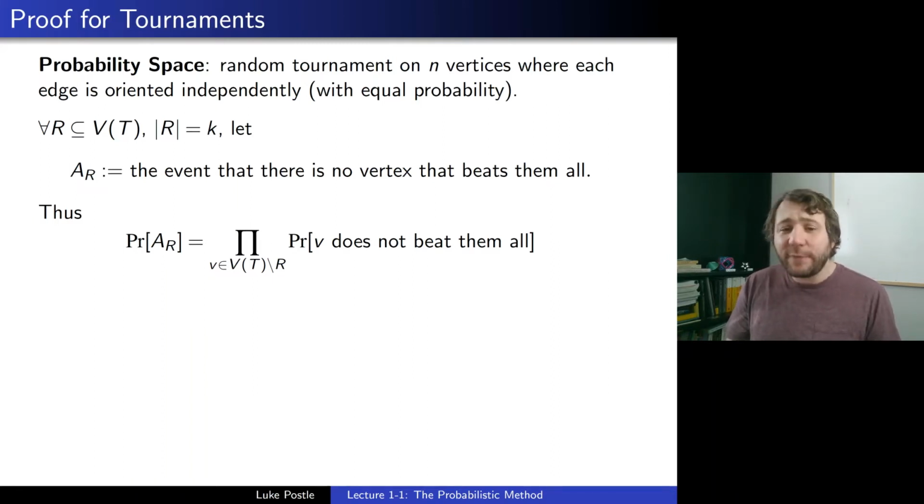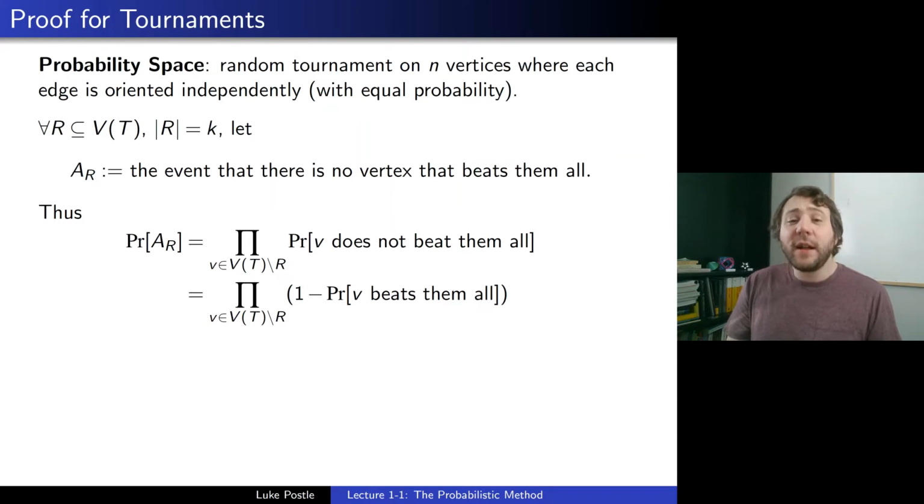And when seen in that form, it's then easier to compute, because it might be hard to compute the probability that v does not beat them all. That's clearly equal to 1 minus the probability that v beats them all, as they are complementary events. And then that probability is easy to compute, as whether v beats a particular vertex is independent. And so we get a product of a half, k times. So we get 2 to the minus k for the probability that v beats them all in R.